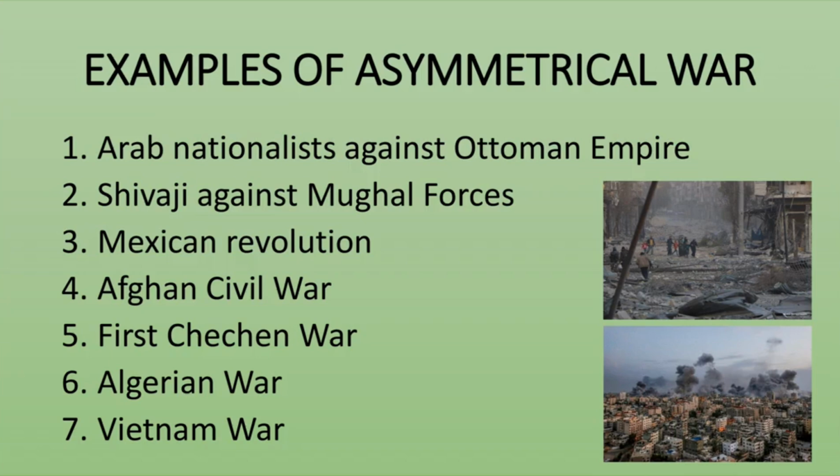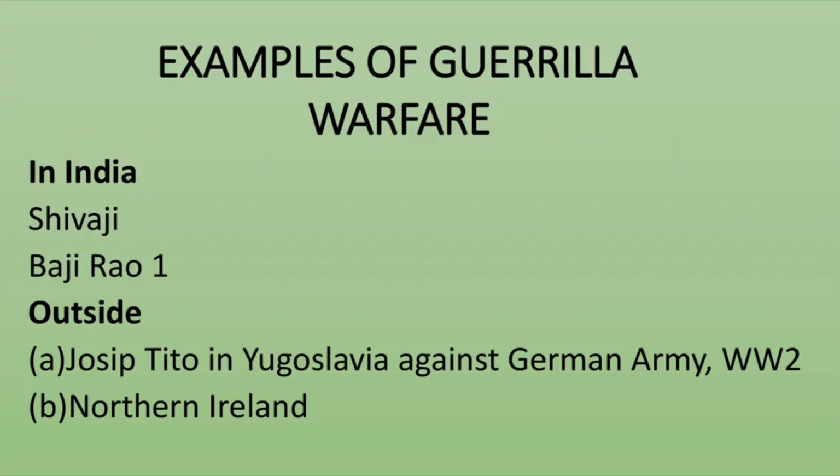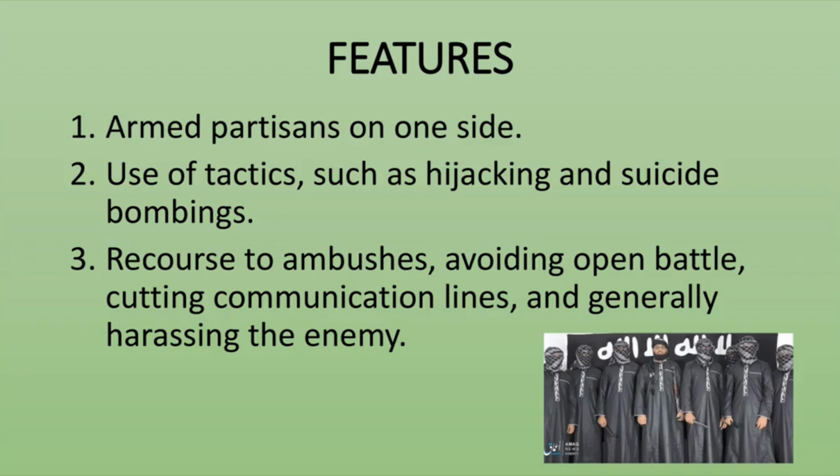Examples of asymmetrical warfare, of course, in India, a classical example is the battles that Shivaji waged against the Mughal forces, also the Mexican Revolution, the Arabs, and the First Chechen War, etc. The slide here shows the progressive changes from first generation to fifth generation warfare, and what they indicate. Other examples in India besides Shivaji are Bajirao I, and beyond India, Tito, who waged war against the German army during the Second World War, and the conflict that raged for centuries and decades in Northern Ireland.